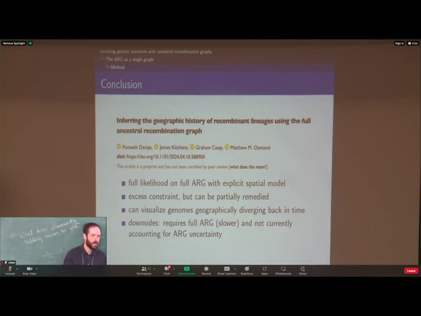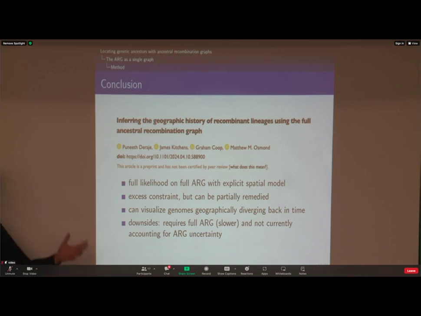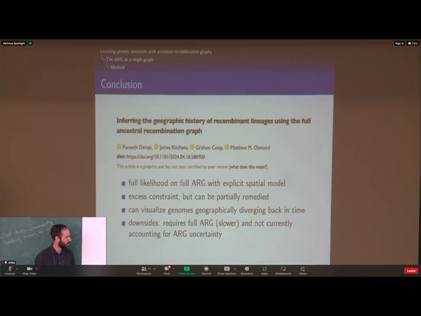A couple of downsides: it requires a full ARG, so we can't use Relate or tsinfer, which are very fast. You have to use something like ARGweaver, which handles a smaller sample. But I'm expecting this to be relieved at some point. The big thing preventing us from applying this to data at the moment is that we're not currently accounting for ARG uncertainty. We're taking the ARG as the truth, and we're not integrating over ARGs or importance sampling over ARGs, which is a harder thing to do than importance sampling over trees. The likelihoods are more difficult.